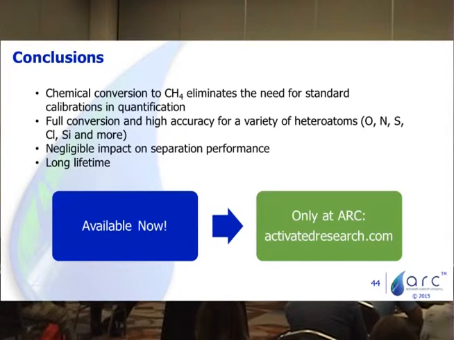So in conclusion, we find that the catalytic conversion of gas chromatograph effluents to methane is an accurate and a versatile method for improving FID analysis with GC. This technology was developed by Activated Research Company, and it's not available anywhere else. It provides a consistent and robust conversion of molecules of all types. We've also seen that there's negligible impact on separation performance. We see band broadening on the order of 10% due to that reactor being in there. There's a very long lifetime of that catalyst cartridge, and it is replaceable.